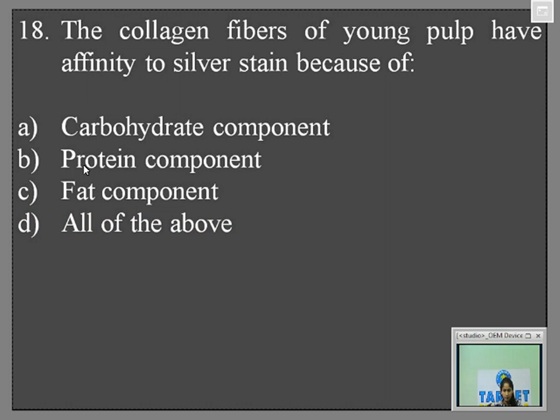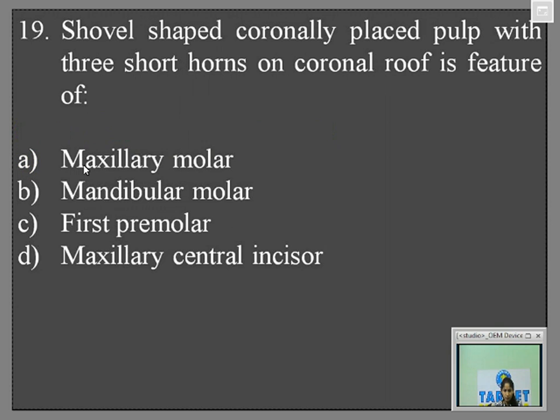Collagen fibers of the young pulp have affinity to silver stain because of. Collagen fibers of young pulp have the affinity to silver stain because of their carbohydrate content. They can also ask you, instead of silver stain, the argyrophilic stain, that is the silver loving stain. A very common way of asking. Silver stain, also called as argyrophilic stain. Next.